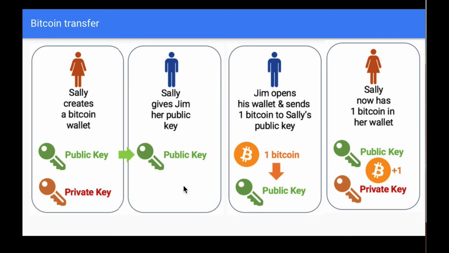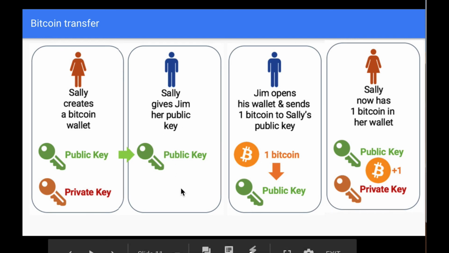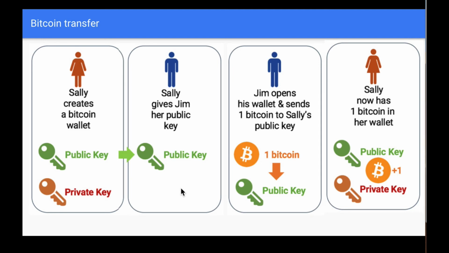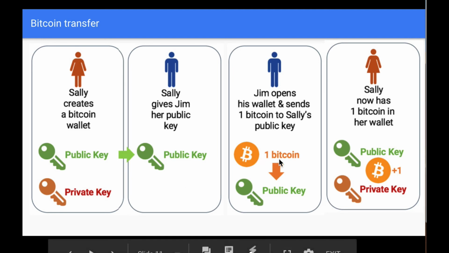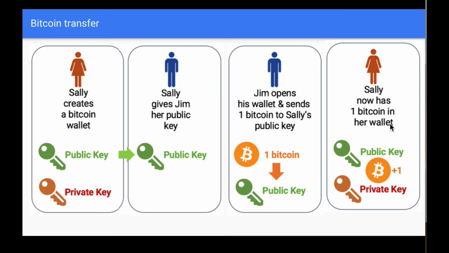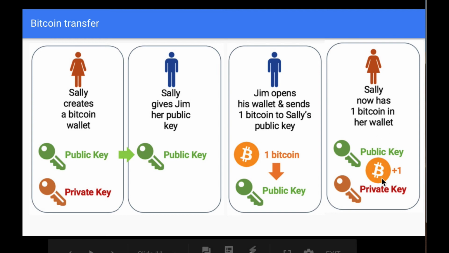So what Ghim has to do is transfer 1 Bitcoin to Sally. In the system, he transfers 1 Bitcoin to that key. So far, Ghim might not know who Sally is. He only has the address where he transfers the Bitcoin. Now, if the ledger is updated, we can see that Sally has 1 Bitcoin in her wallet after the transaction is complete.